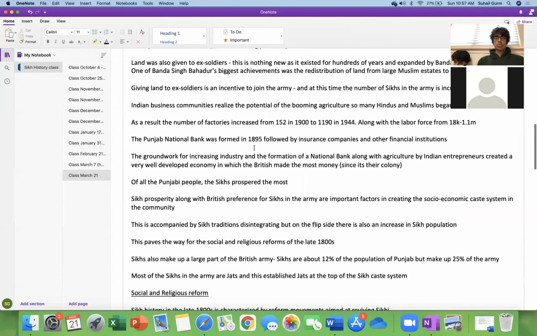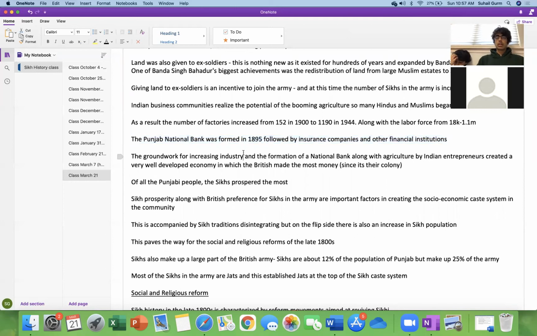So yeah, this industry is also booming here. And along with that, they have a lot of money going everywhere. You have a very developed economy here now. Well developed, meaning you have all parts of it. You have agriculture, now you have industry. So in addition to support that, the Punjab National Bank was formed in 1895, followed by other insurance companies and other financial institutions. So there's a lot of financial maturity happening in India now. You have the agriculture, then industry, and now a national bank. You're getting a very well-developed economy here.